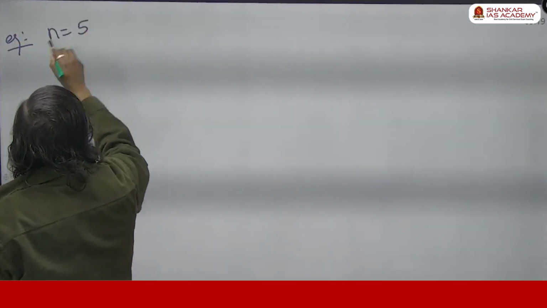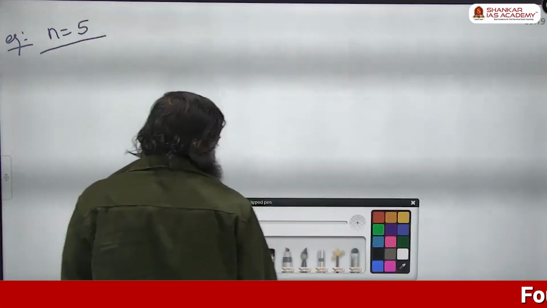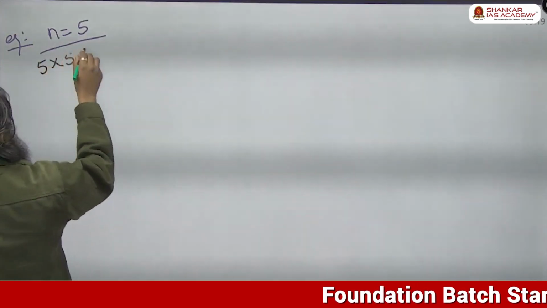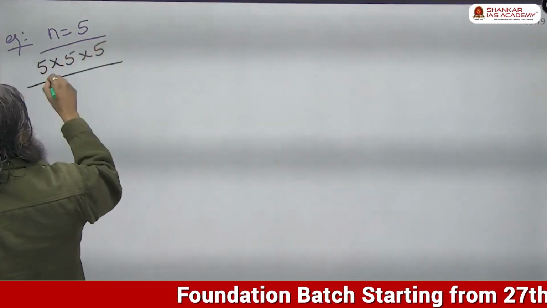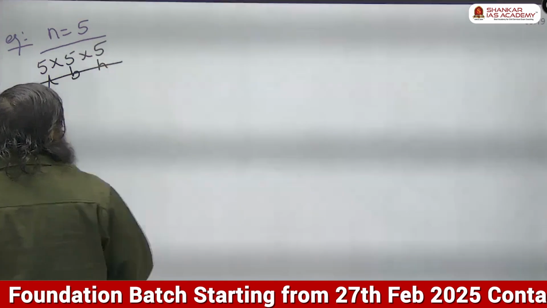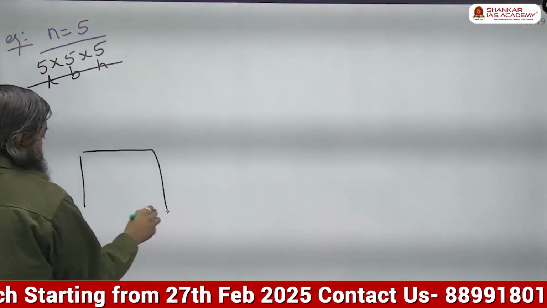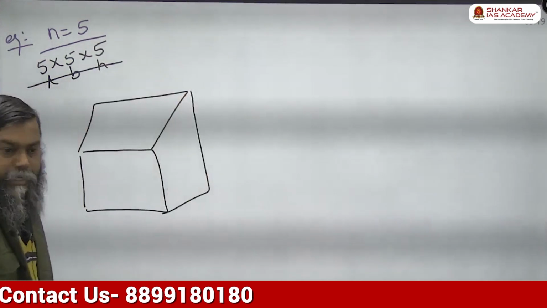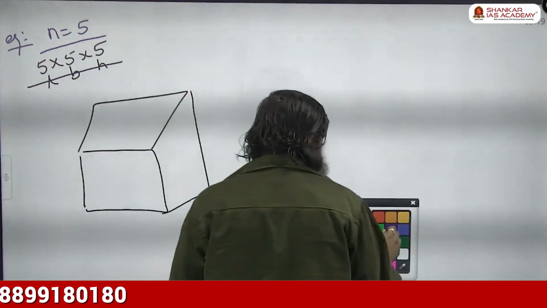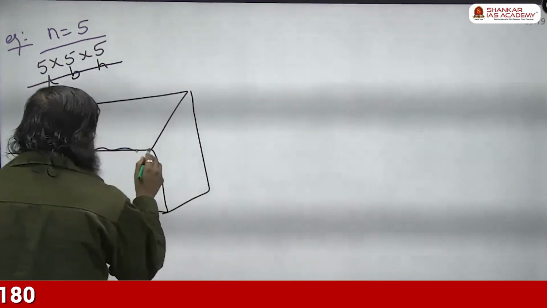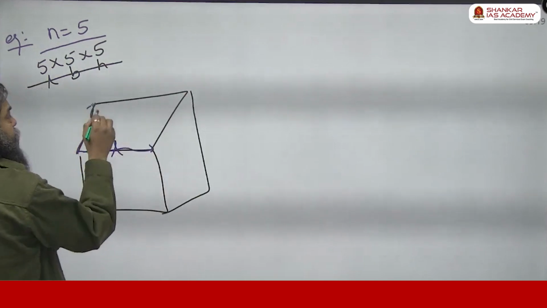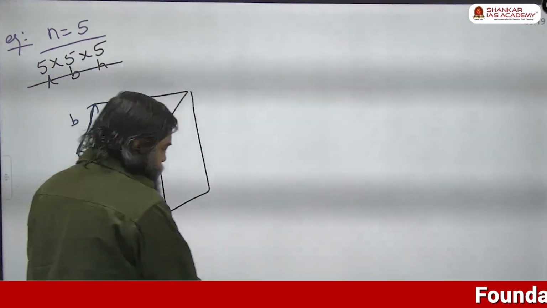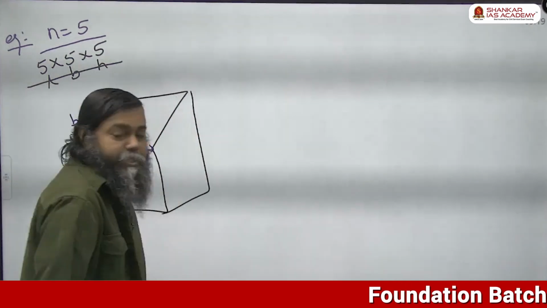N equal to 5. What is n equal to 5? On each side, how many pieces? The dimension. Now listen. Ready? Length, how many pieces? This is the length. This is the breadth. Length, how many pieces? 5 pieces means how many cuts?